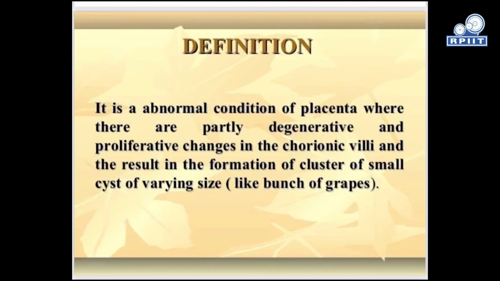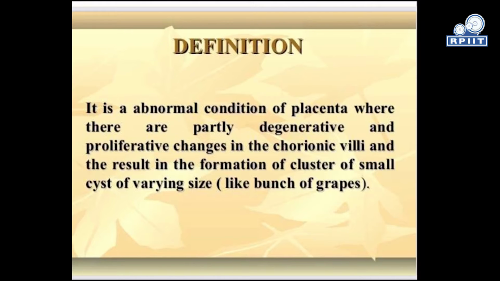Next is definition. It is an abnormal condition of the placenta where there are partially degenerative and proliferative changes in the chorionic villi, resulting in the formation of clusters of small cysts of varying size. The cluster, like a bunch of grapes, is known as molar pregnancy.